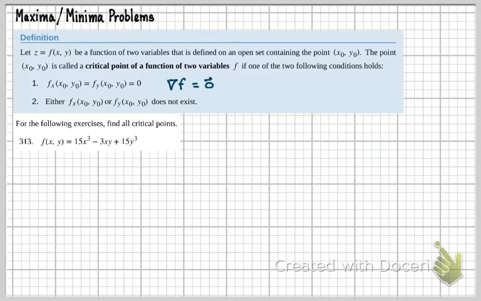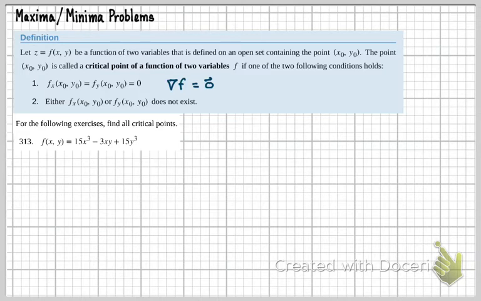So now let's take a look at this first problem. It says, for the following exercises, find all critical points. So the first thing we're going to need is our partial derivatives, because in either condition, we're going to need a partial with respect to x or a partial with respect to y. So that's what we're going to do first.